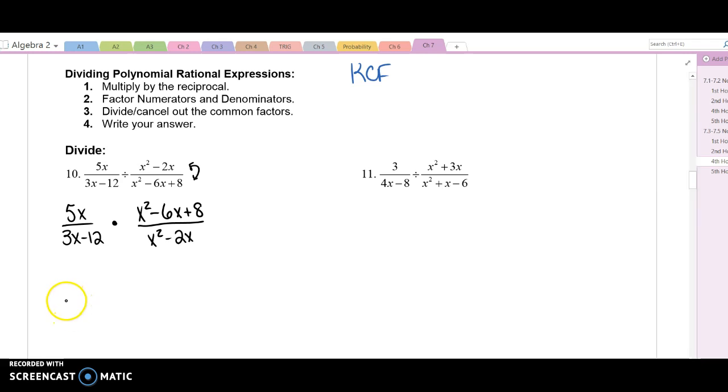So I'm going to draw one fraction bar and then start working at this piece by piece. So 5x, we can't really factor that, so 5x is one of our numerators. Whew, almost screwed that up. Our second numerator, x squared minus 6x plus 8. We are looking for two numbers that multiply to give us 8 and add up to negative 6. So 2 and 4, they'd both have to be negative.